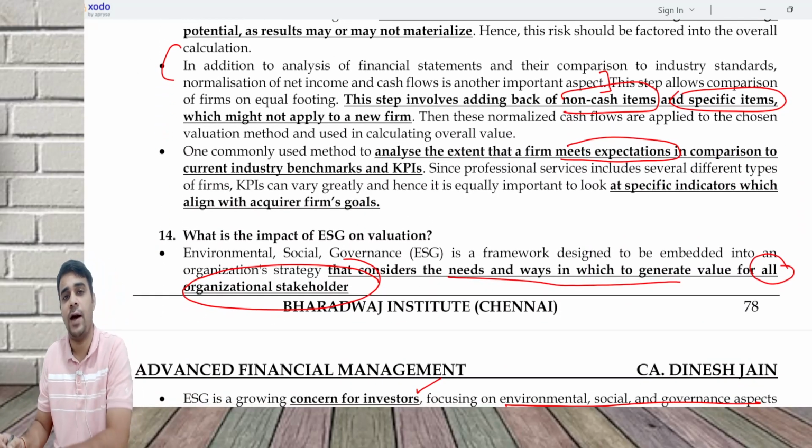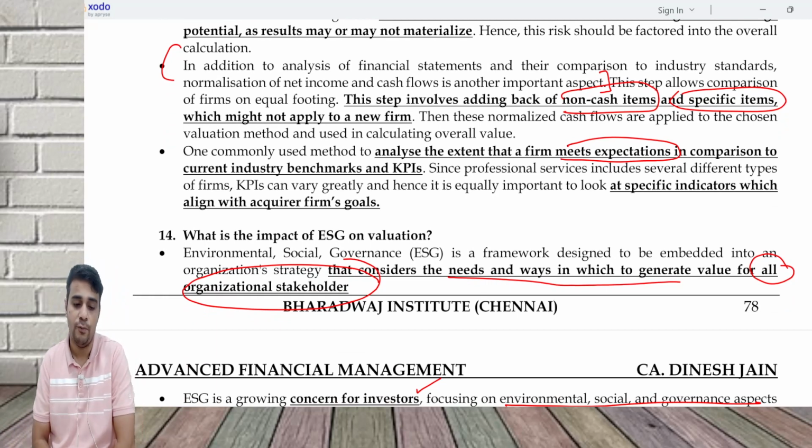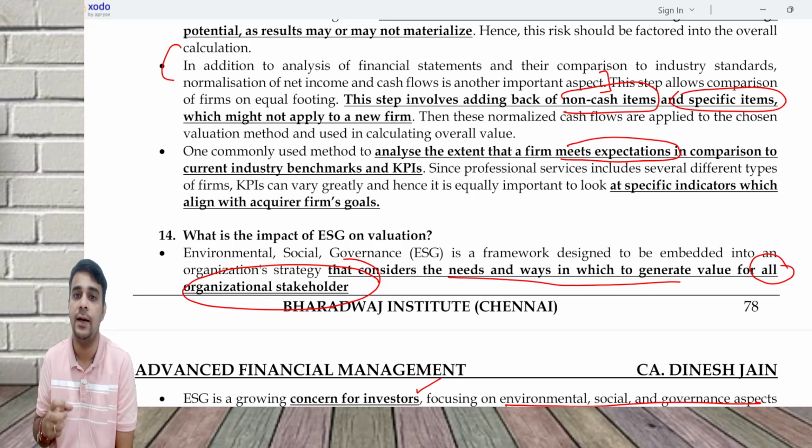Impact of ESG on valuation. Environmental, social, and governance is a growing framework which is being followed by most of the bigger corporates. This will ensure that a sustainable value is getting created. ESG basically says that if you are ESG compliant, you can get lower interest rates and better funding in the market, and this also impacts your cash flows or the discount rates.